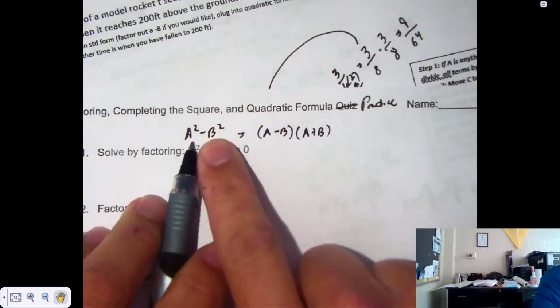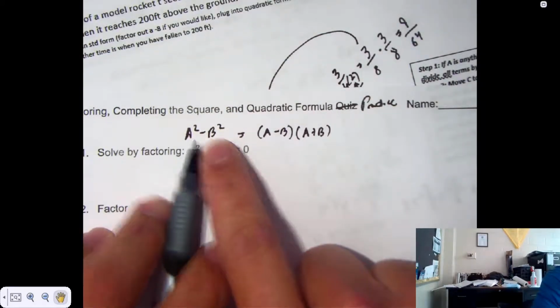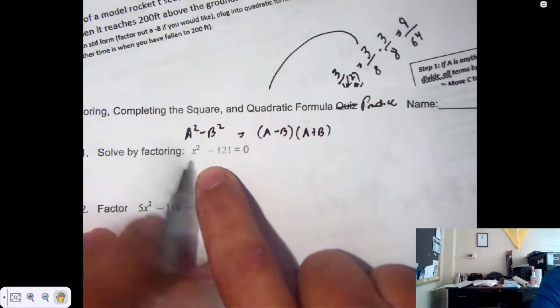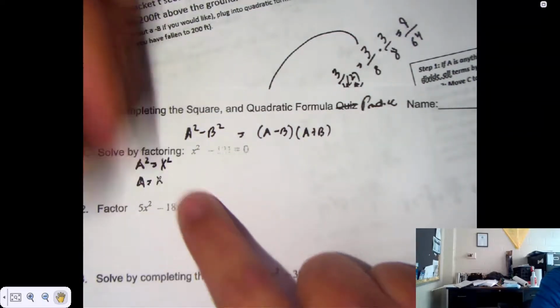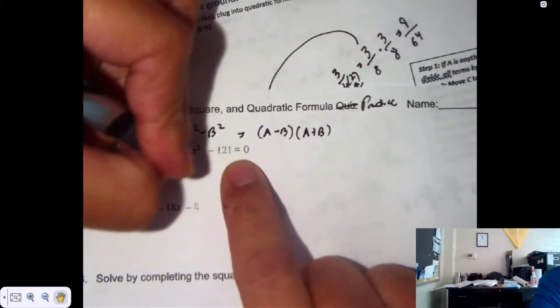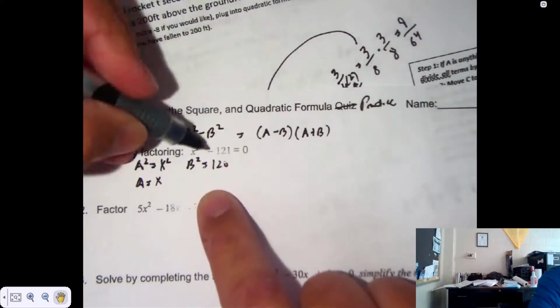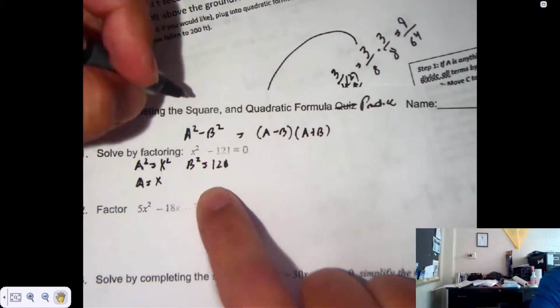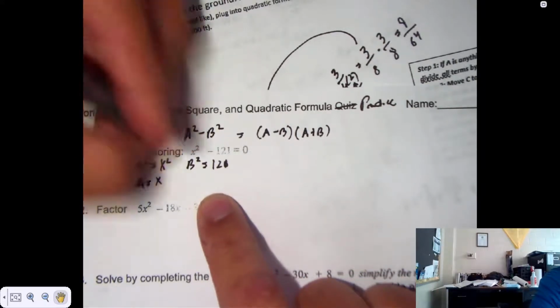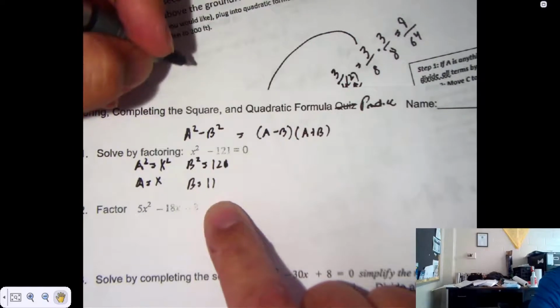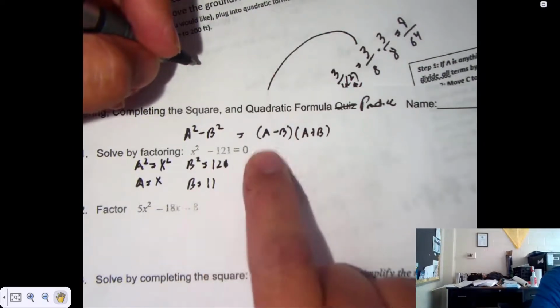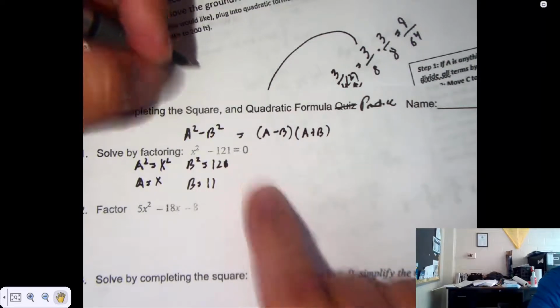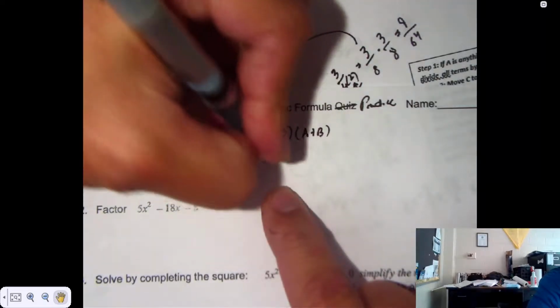A and b are the things that are squared, kids. What do you square to become x squared? You're thinking a squared is x squared, so a must be x. You're thinking b squared is 121. You ignore the sign, just 121. What do you square to become 121? B is 11. Guess what you have now? All you need. You just plug into that. Nothing more. So this factors as x minus 11 times x plus 11.